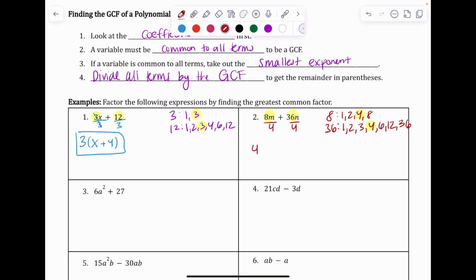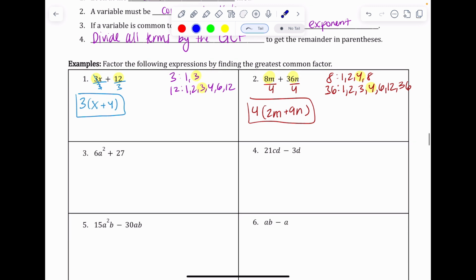So when I factor out a 4, I'm left with 8 divided by 4, which gives me 2m. And then 36 divided by 4 gives me plus 9n. Okay, and again, if I distribute this in, I should get all of what I started with. Okay. Number 3, I have 6a squared plus 27.